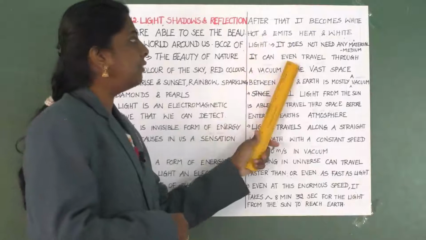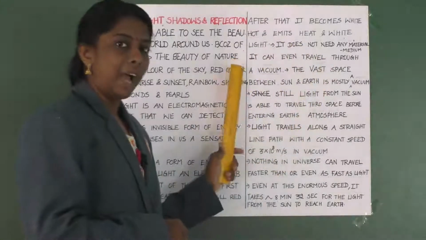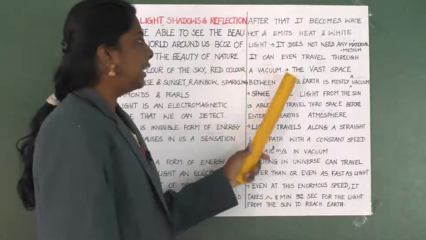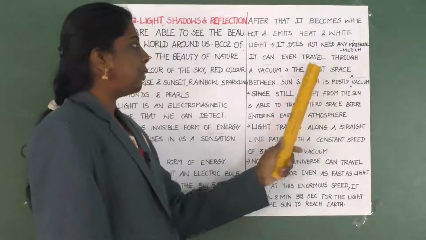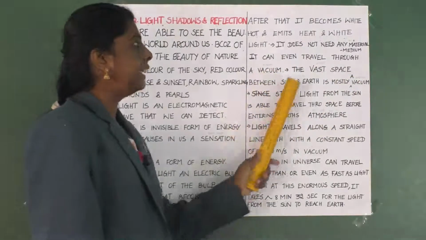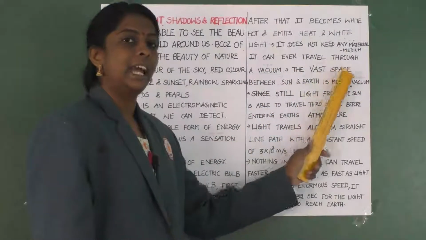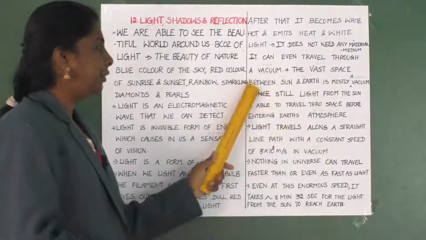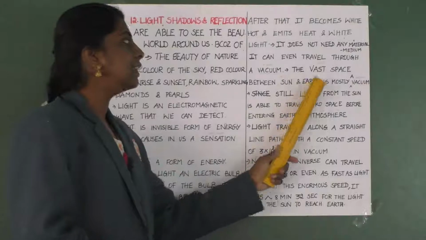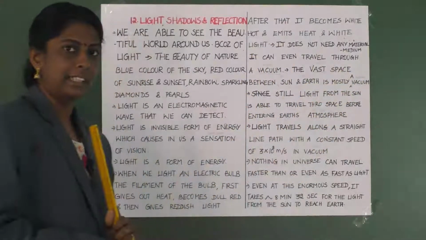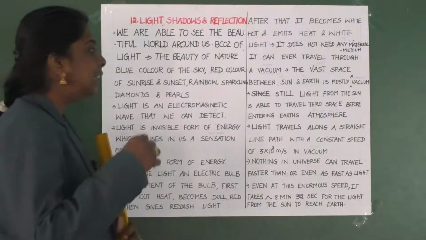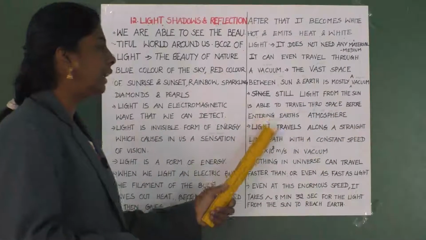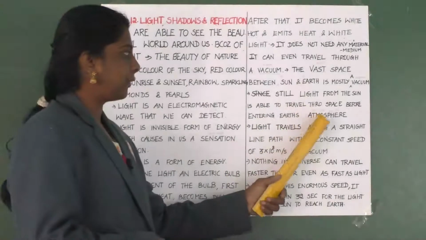It can even travel through a vacuum. Clear? Then the vast space between the sun and the earth is mostly a vacuum. I repeat, the vast space between the sun and the earth is mostly a vacuum. Clear? Still, light from the sun is able to travel through space before entering Earth's atmosphere.